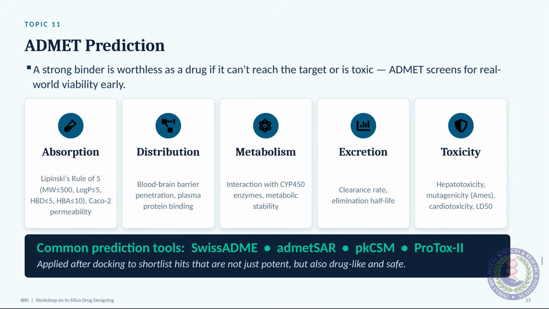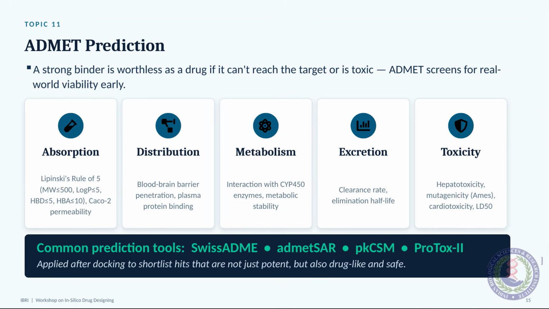ADMET stands for absorption, distribution, metabolism, excretion, and toxicity. Absorption is assessed using Lipinski's rule of 5 and Caco-2 permeability. Distribution considers blood-brain barrier penetration and plasma protein binding. Metabolism looks at interaction with CYP450 enzymes and metabolic stability. Excretion covers clearance rate and elimination half-life. And toxicity evaluates hepatotoxicity, mutagenicity, cardiotoxicity, and LD50.